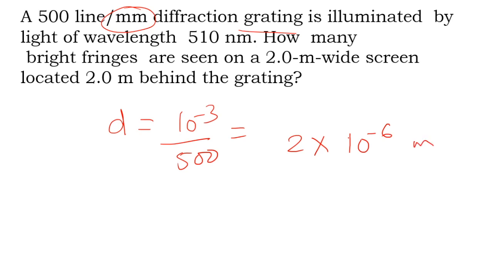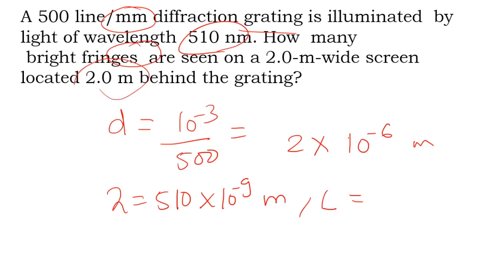And lambda is given as 510 nanometers. How many bright fringes are seen on a 2 millimeter wide screen located 2 meters away? The width of the screen is given as 2 millimeters. So from here, simply you have to calculate how many bright fringes will be there.